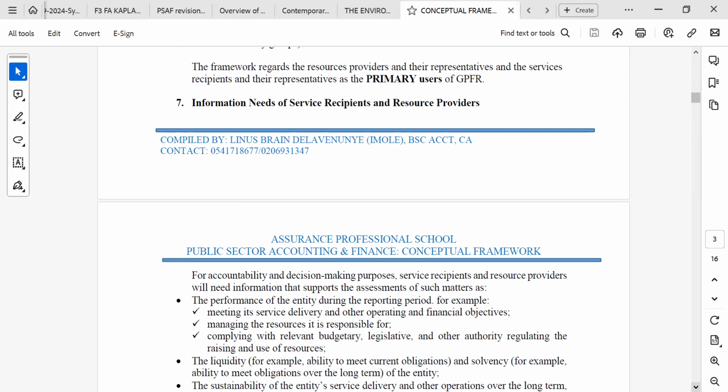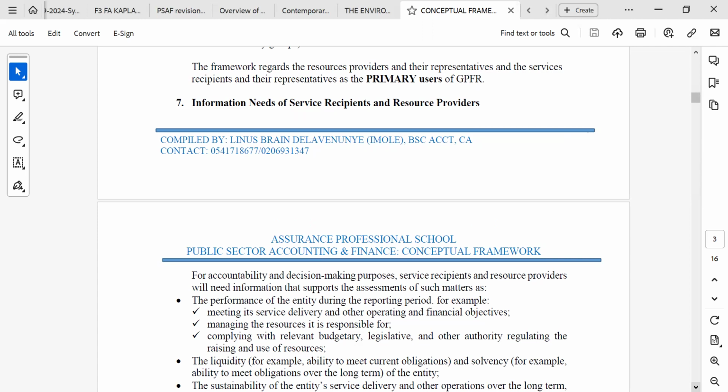So the question can ask you, mention 5 assessments that primary users of financial statements can make out of the general purpose financial reports. If I ask you that question, you should state 5 assessments that the primary users of general purpose financial reports can make out of the financial reports. And these are the things that you are going to be saying.